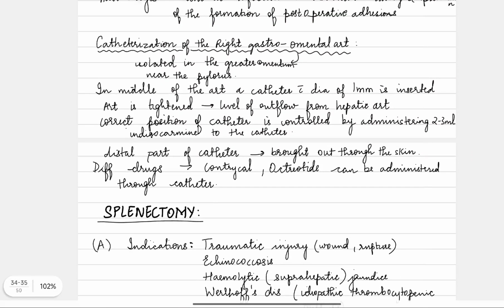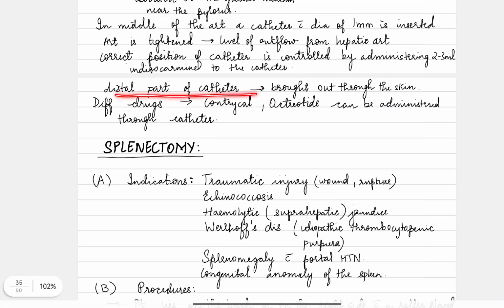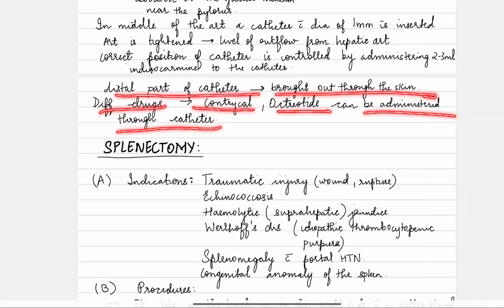Next is catheterization of the right gastroomental artery, isolated in the greater omentum near the pylorus. In the middle of the artery, a catheter with a diameter of 1 mm is inserted. Artery is tightened. Level of the outflow from the hepatic artery is correct. Position of the catheter is controlled by administering 2 to 3 ml of indigo carmine to the catheter. Distal part of the catheter is brought out through the skin. Different drugs like contrical and octreotide can be administered through the catheter.